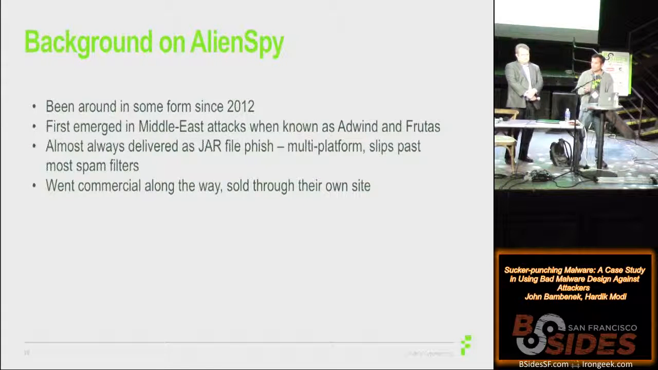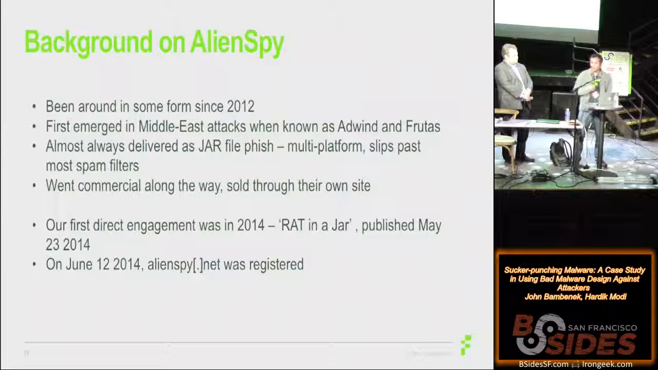Now, along the way, they realized that there was a lot going on. A lot of people were profiting, and they wanted to be in on the value capture. And so it went commercial somewhere along the way. Our first engagement with Alien Spy, with this succession of RATs, was in 2014, when we wrote a paper on something called Unrecom RAT, a successor to Adwind and Frutas. And just within a few weeks of our publishing that paper, alienspy.net was registered. And that's really where our story begins, the story that we want to tell you about today.